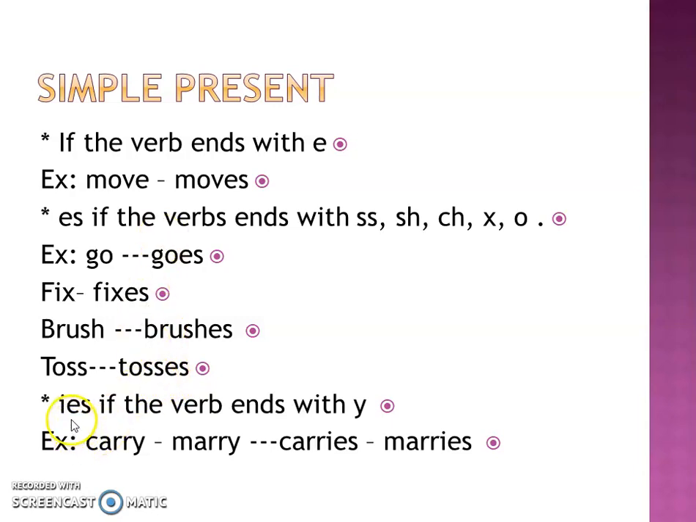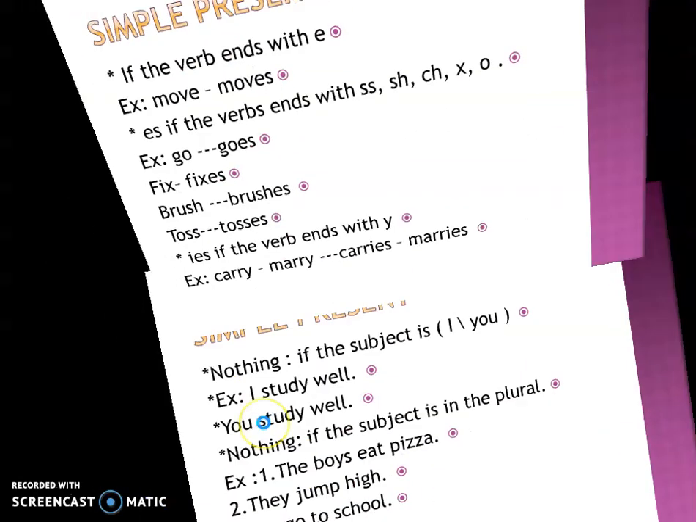You put IES if the verb ends with Y, okay? And if there is no vowel before it, be careful. Carry, you have R before the Y, okay? And marry, so you say carries and marries, okay?